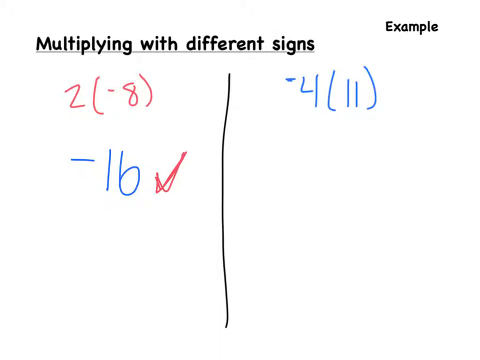Now let's look at the next one. We have a negative 4 times a positive 11. Negative times a positive is always going to be a negative. Thus, 4 times 11 is 44. So our answer is negative 44.